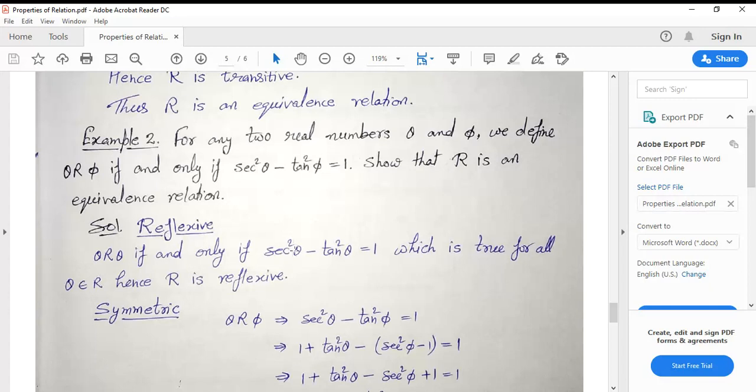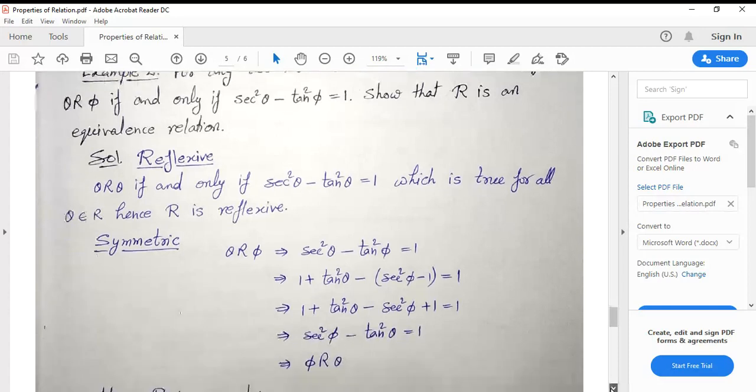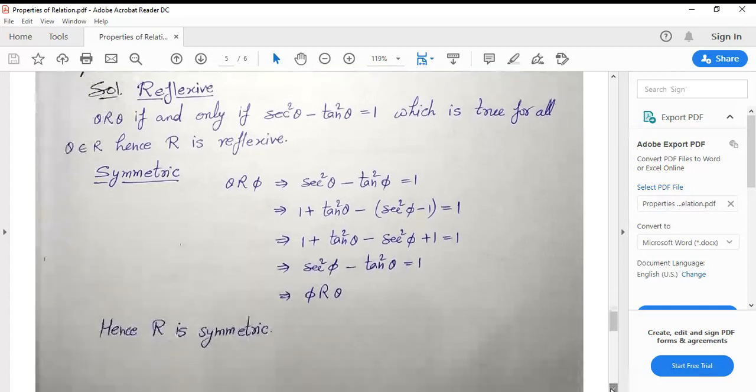So secant square theta minus tan square theta equal to 1. Is it true? Yes, it is true, because earlier you studied in trigonometry that secant square theta minus tan square theta equals 1. So it is reflexive. Now the second thing is symmetric. So we have to show whether it is symmetric or not.